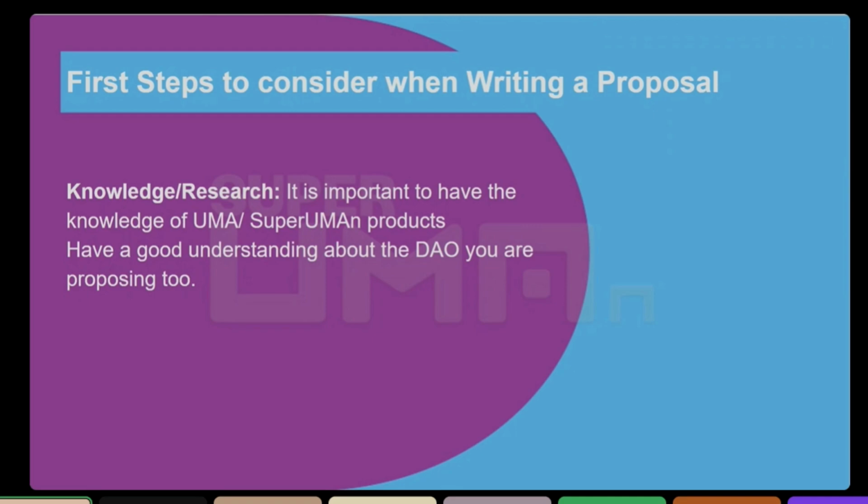Like I said, the idea of the whole presentation is to have almost everyone understand the basic knowledge of writing a proposal. So this means everyone should be able to write a proposal, right? So yeah, this is the first step to consider when writing a proposal. Then moving on.